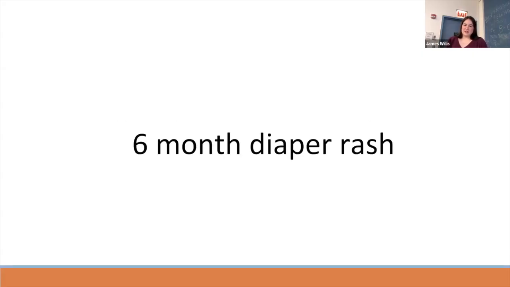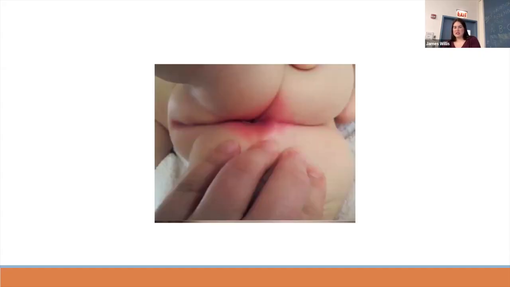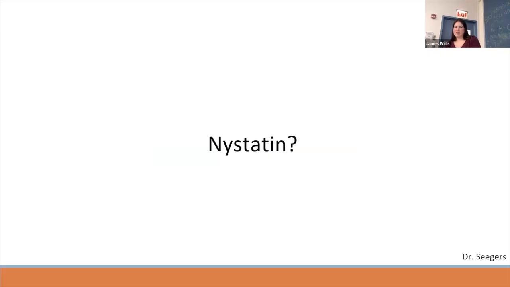So again, set the scene. It's a busy 3 to 11 on a Monday, and 3 rashes pop up on the board in the asthma room, and you pick them up hoping to dispo them quickly. So the first one is a 6-month-old with diaper rash. You take a look, and this is what you see. Start nystatin. Any thoughts?